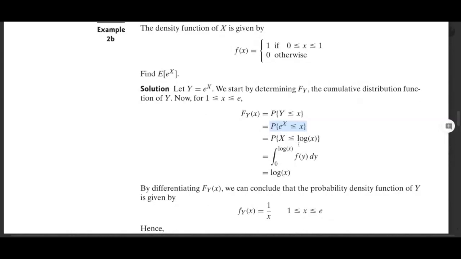We'll take logs on both sides. That means the random variable x is less than or equal to log of x. I think this log is a natural log. It's not a common log. Usually we just use ln. And what is the definition of this? The definition of this is just the integration from 0 to log x of f of y dy. Then if we integrate this, we get log x.